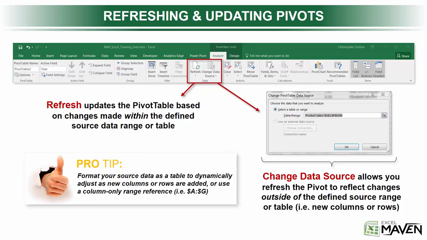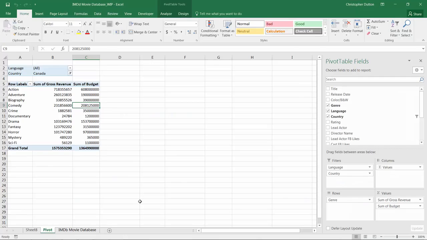But a little sneak preview at that pro tip. When you are working with dynamically growing or changing data, there are two really helpful tips here. You can either format your source data as a table, or you can use column-only range references, so no row references, to help you work with data that's changing. And again, I'm going to talk through that in the next lecture, but for now I want to go through some of the basics with refresh versus change data source. So let's jump into Excel and take a look.